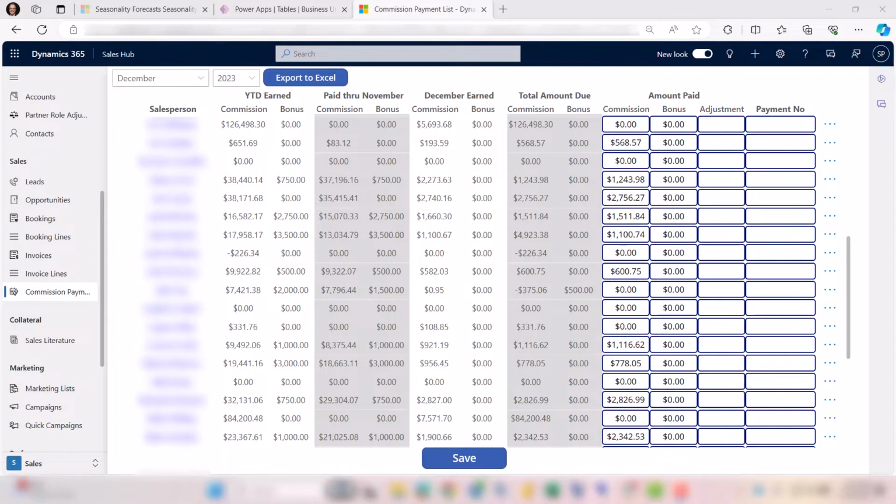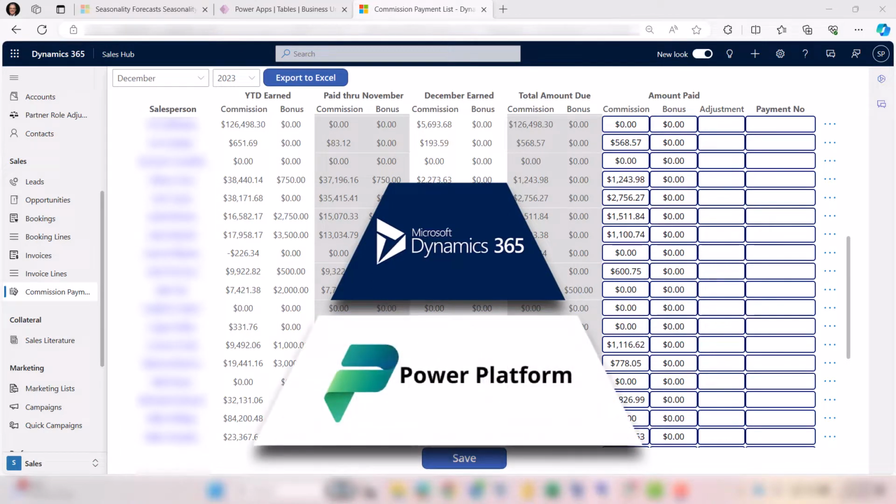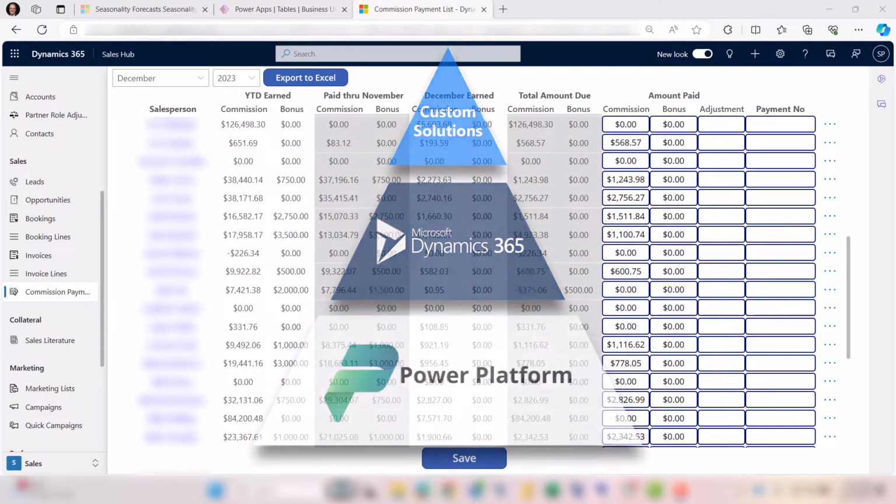Now, unless you've been living under a rock, you know Microsoft's CRM product is way bigger than just a CRM. Microsoft's CRM, which is now called Dynamics 365, is a Power App. Power App is built on the Power Platform, and you can build just about anything with the Power Platform. So here's something we built.